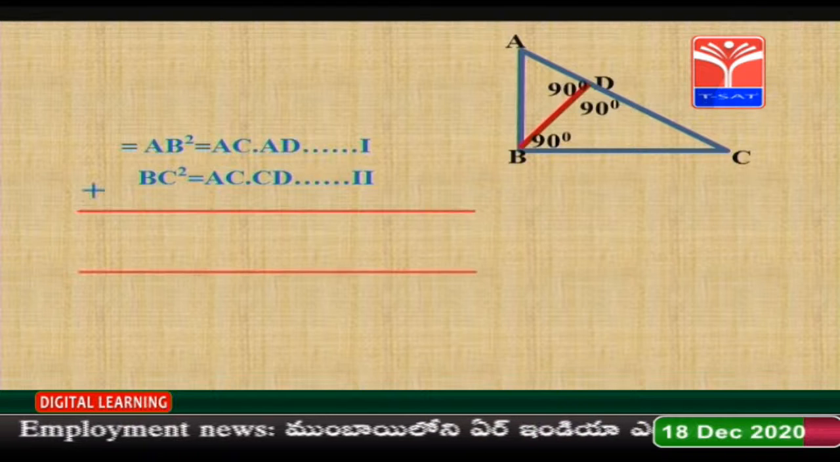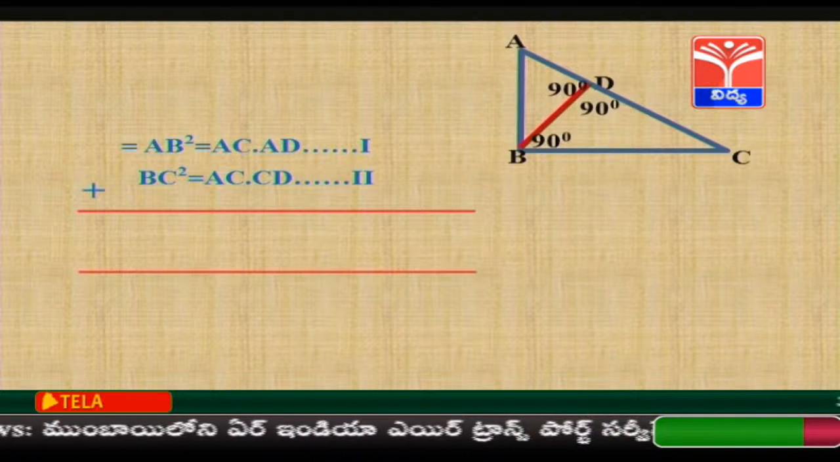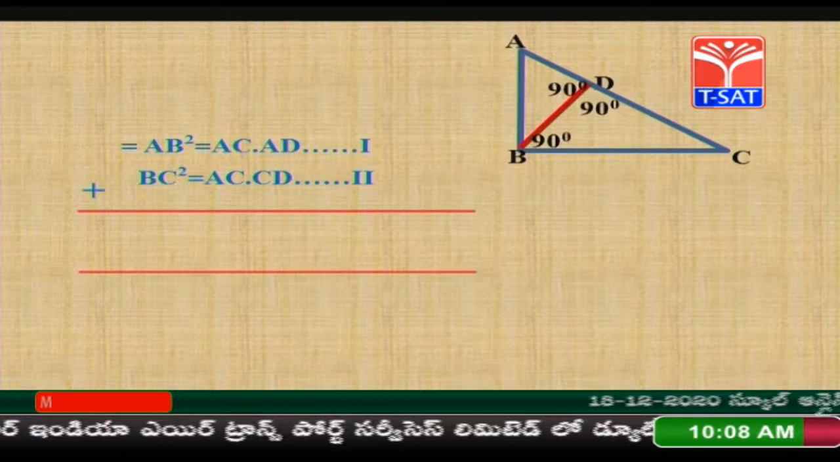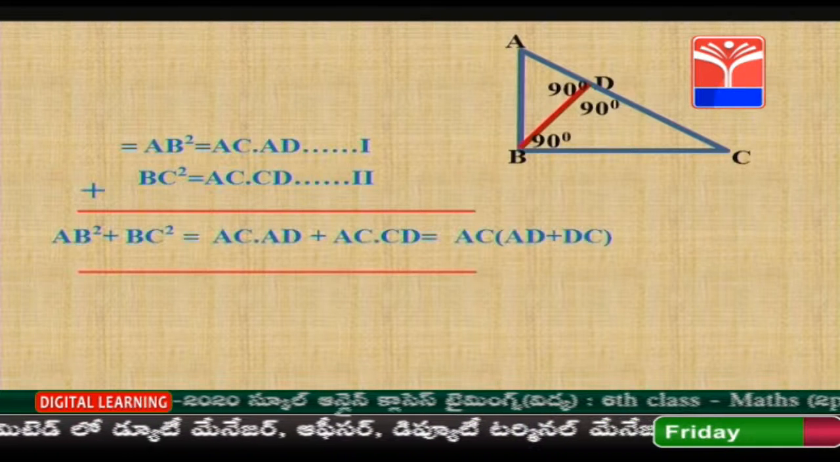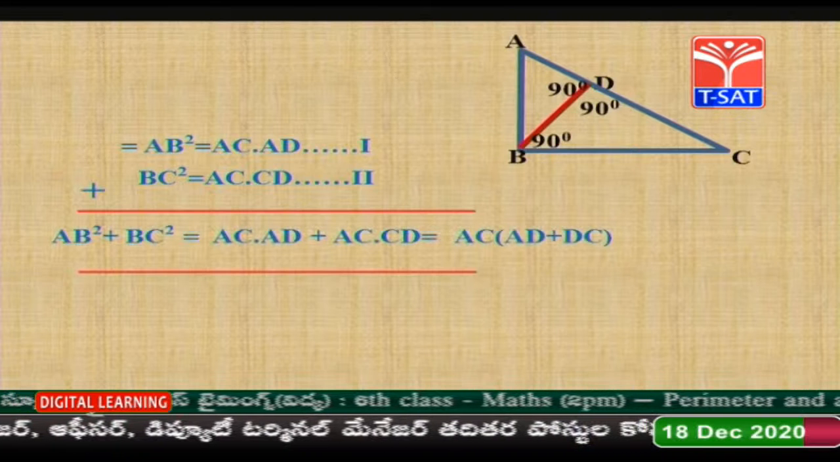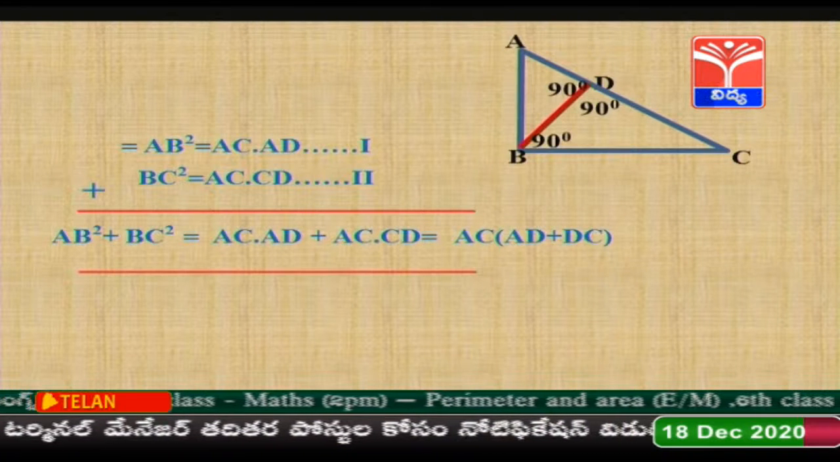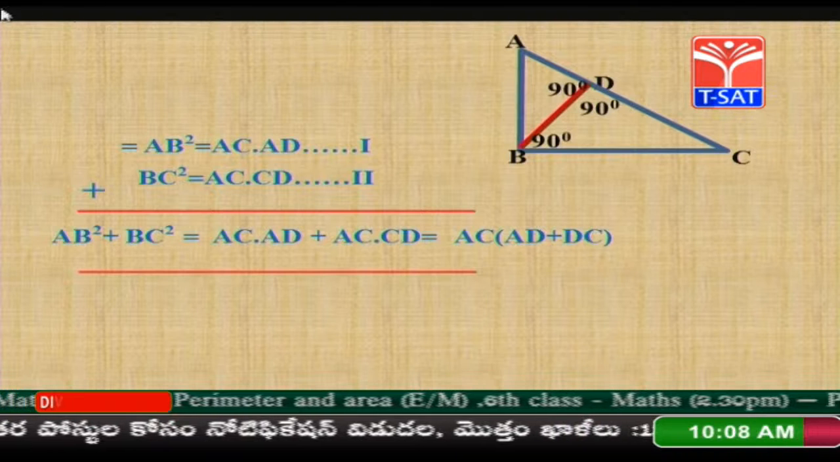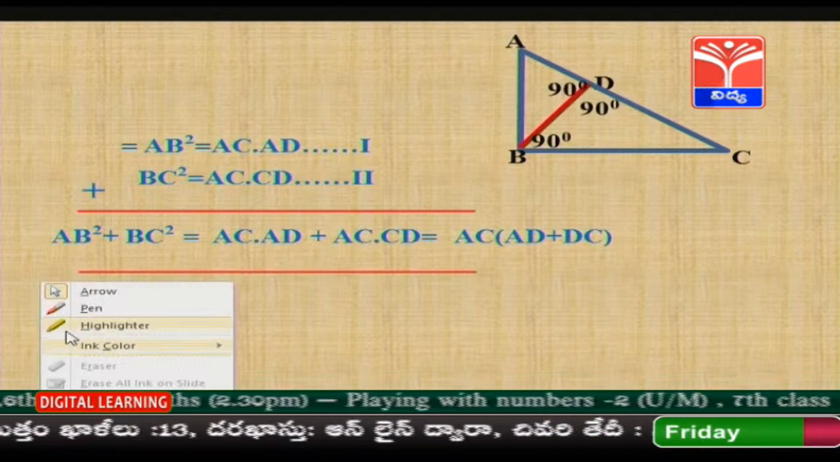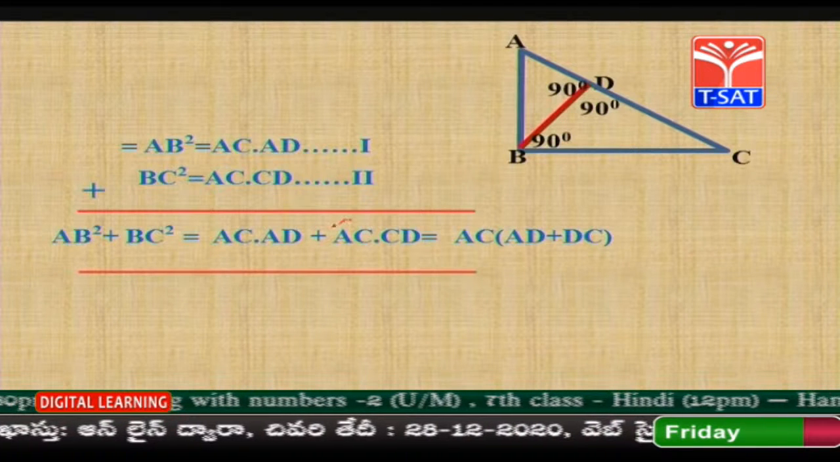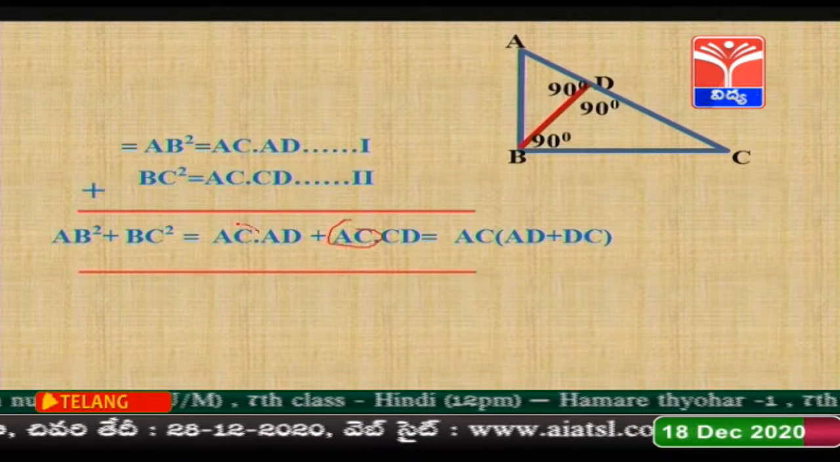See what happens if we add them. See, the left hand side, the sum of the left hand quantities, AB square plus BC square, is equal to AC into AD plus AC into CD. Now, my dear children, observe the right hand side carefully. AC here and AC also is present here.